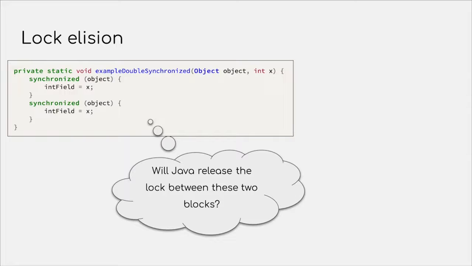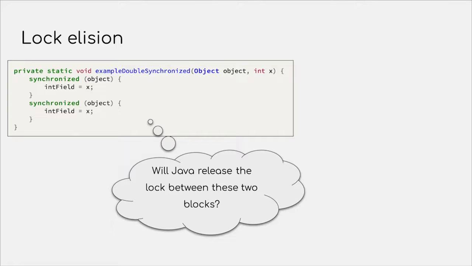So, lock coarsening. You may not be aware that if you have two synchronized blocks next to each other and they synchronize on the same object, will Java release the lock between these two blocks? Right, so it's synchronizing on one object and then it's synchronizing on the object again. Will it acquire and release the monitor twice, or will it acquire it once and then keep going?